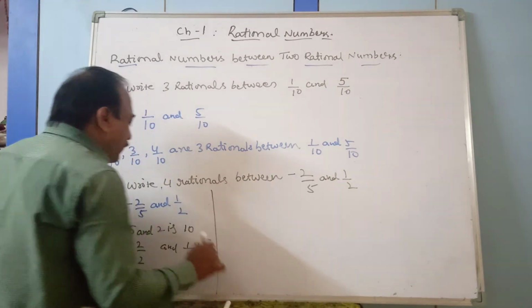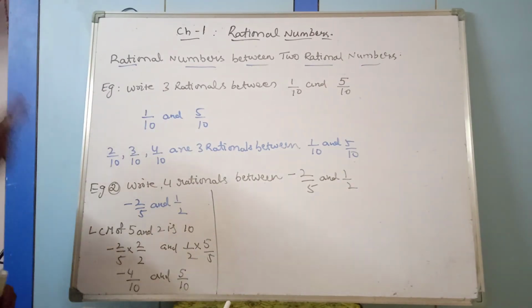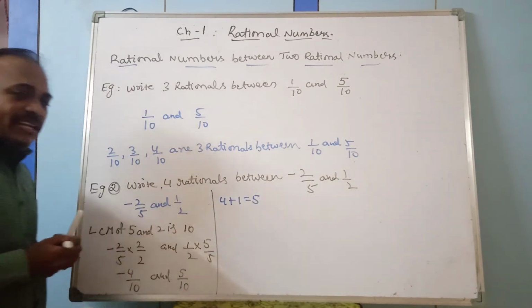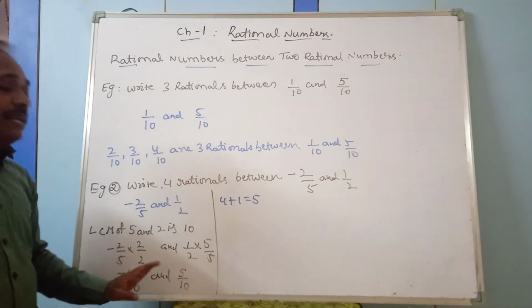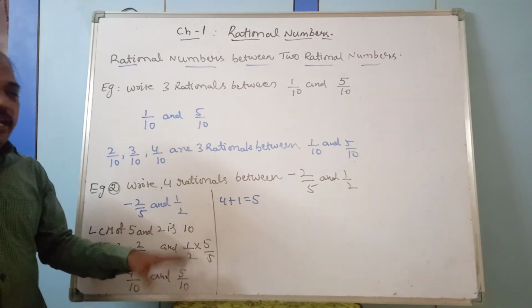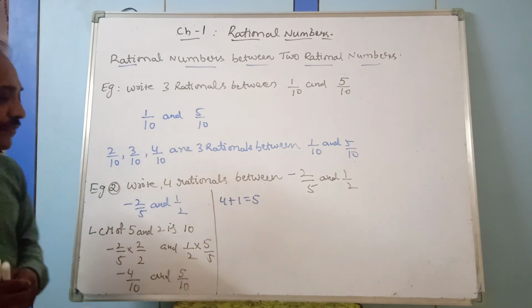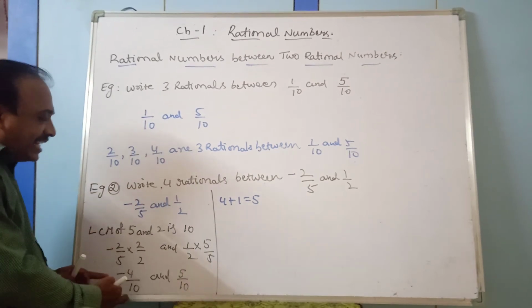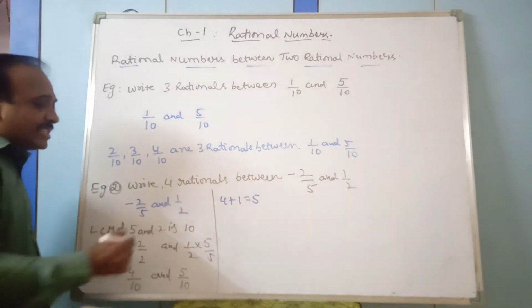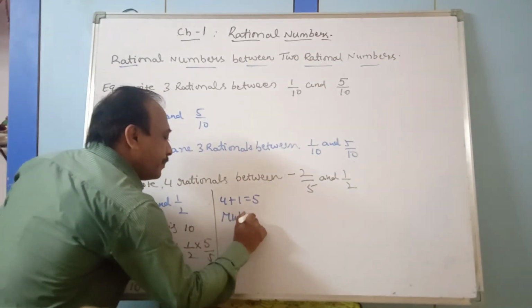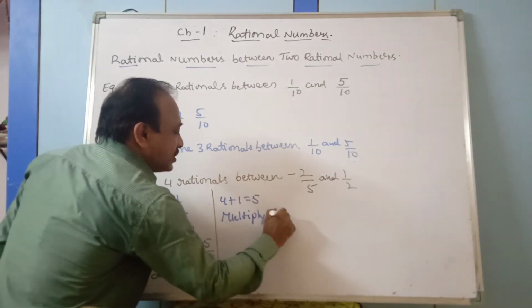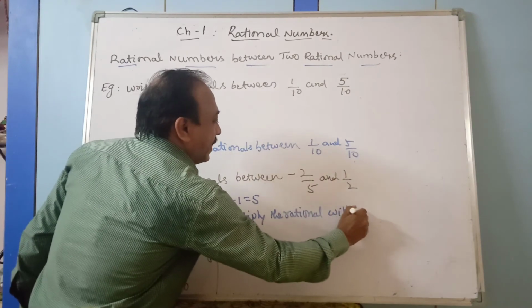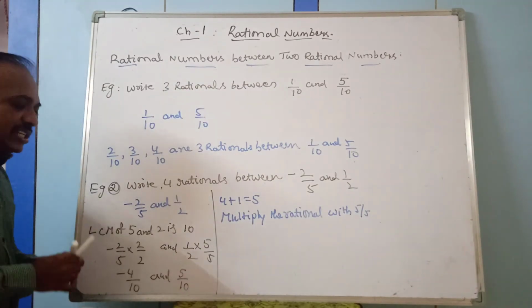So when he is asking for 4 rational numbers, take one more, 4 plus 1 is equal to 5. Why are we taking 5? Exactly, if you multiply, sometimes you may not get 4 rationals only, so we take one number extra, that is 5. Now multiply minus 4 by 10 and 5 by 10, both numerator and denominator, with 5 by 5. Both the rationals you have to multiply.